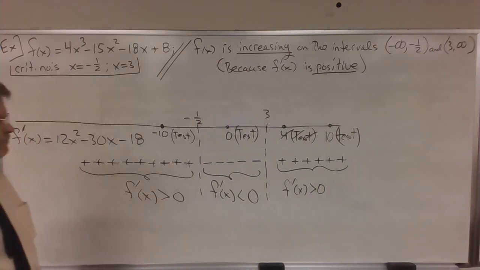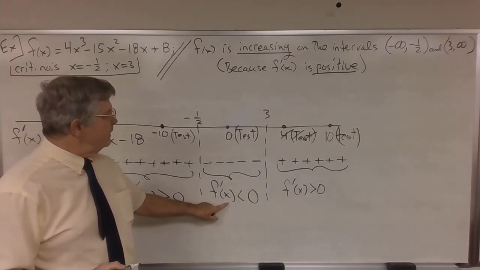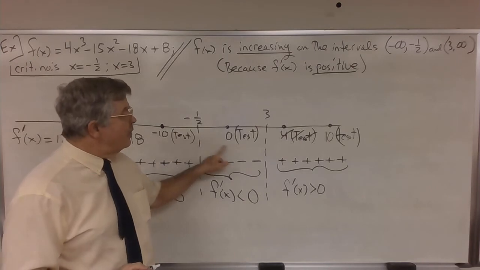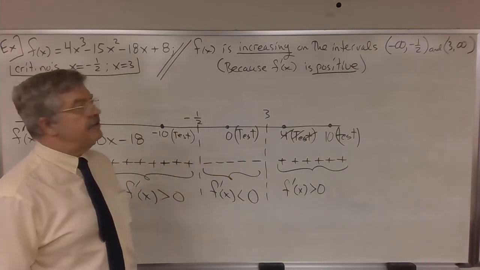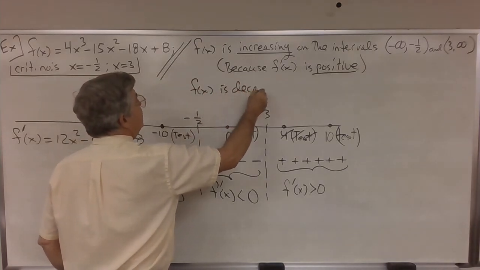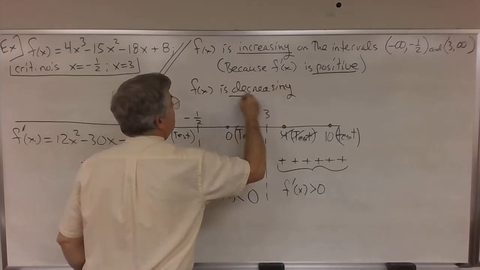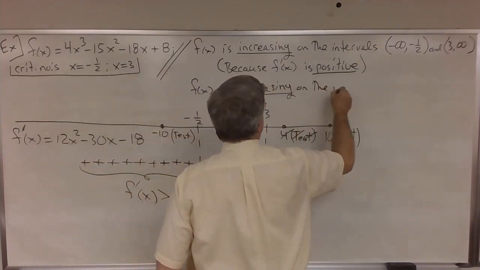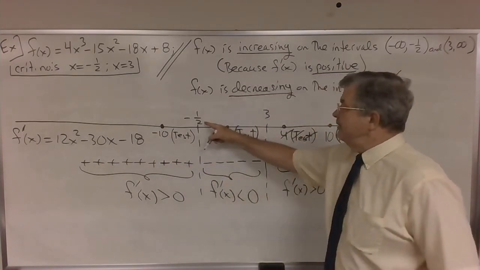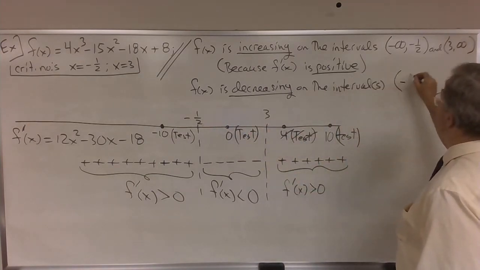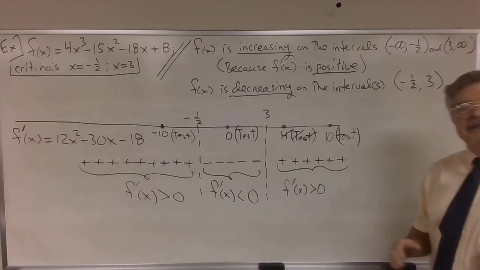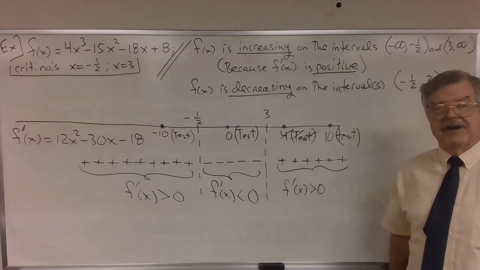Now, decreasing? That's where the derivative is negative. And it's negative between x equal negative 1/2 and x equal 3. And this is the only interval where the function's decreasing. So I write down f of x is decreasing on the interval or intervals x equal -1/2 to x equal 3. So just like that, we've got half of the exercise whipped.